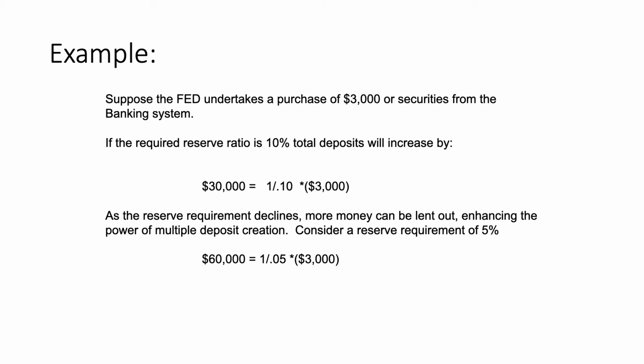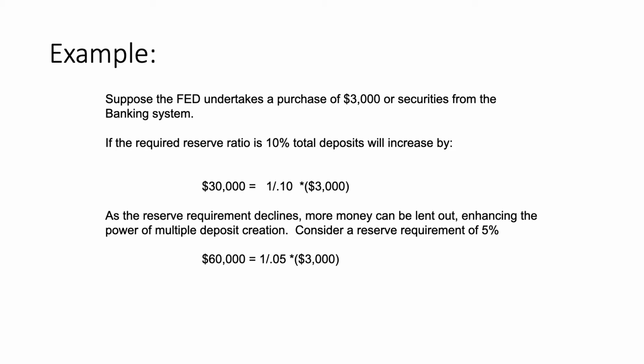Now we could back solve that as well. If we had $30,000 of new deposits created and 10% of them were weaned off and held in the form of reserves, of course we'd have $3,000 worth of reserves. So we can work this equation to answer whatever question we want, depending on what information we have, trying to solve for what information we don't have.